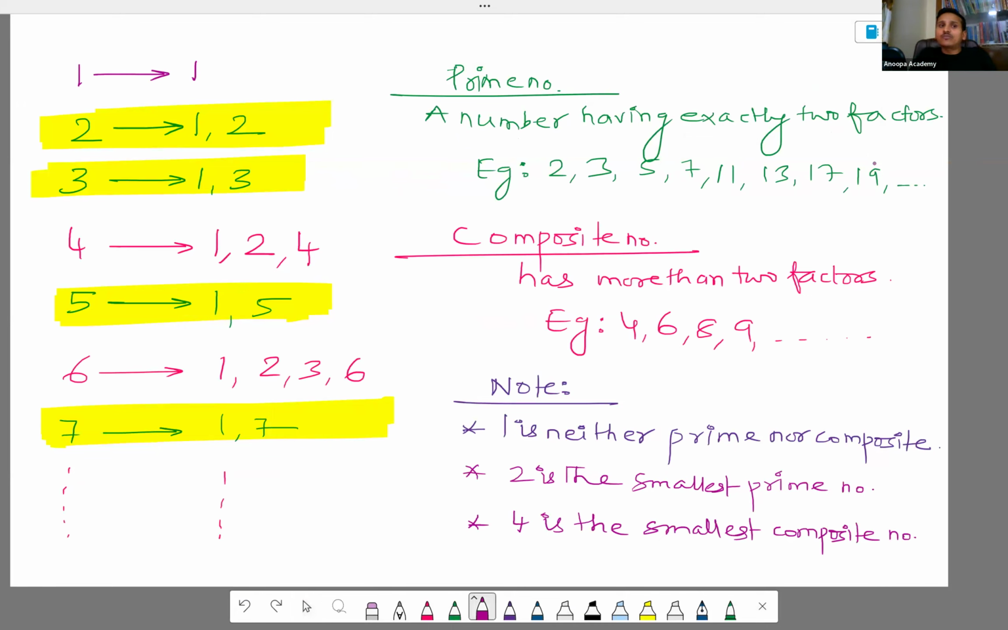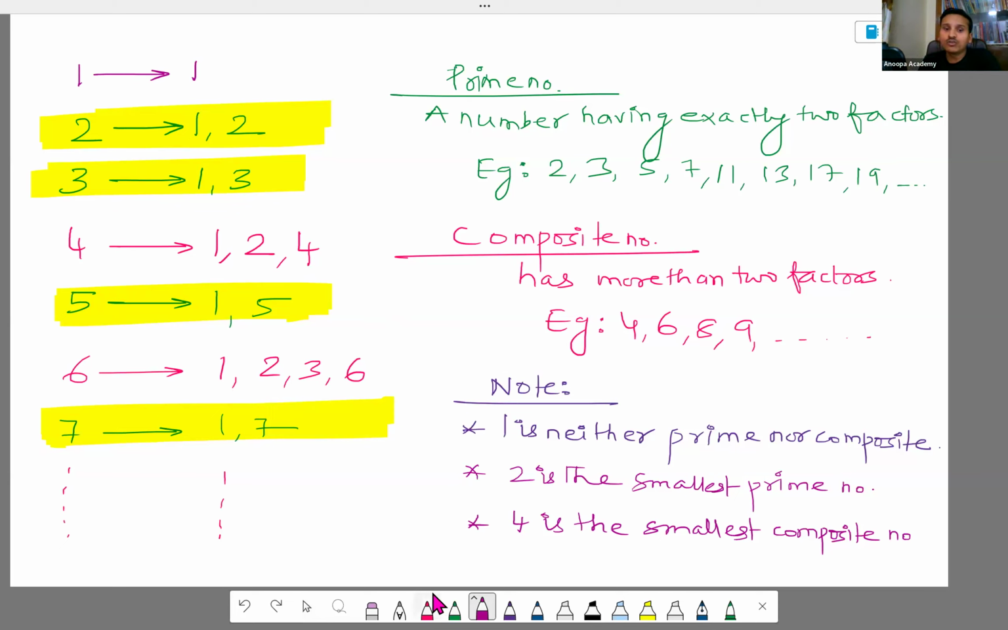The exception is 1. 1 has only one factor. Just forget about 1 for now. Look at 2: 1 and the number itself. Look at 3, 4, 5, 6, 7: 1 and the number itself. For 1 also, it is 1 only. So 1 and the number itself will always be factors of any given number. Yes or no, everyone?